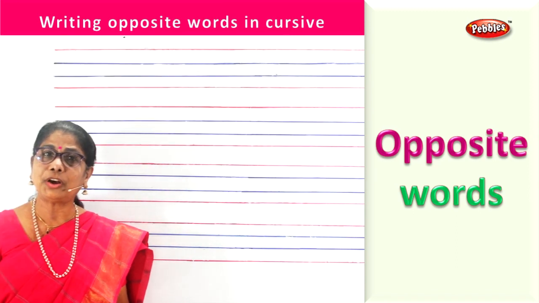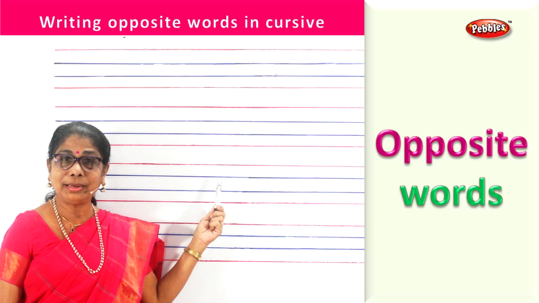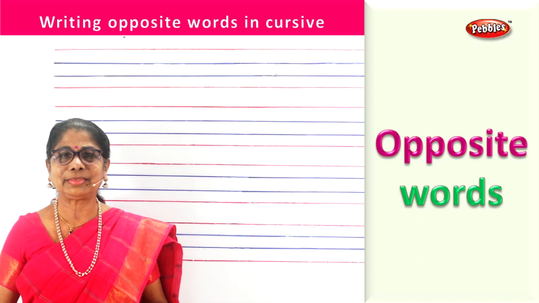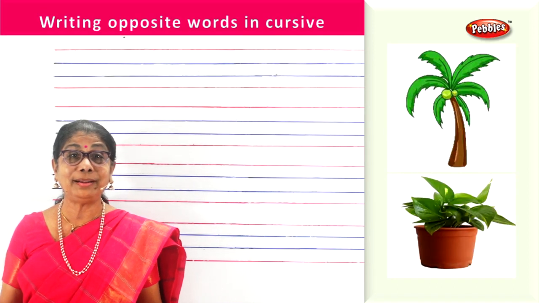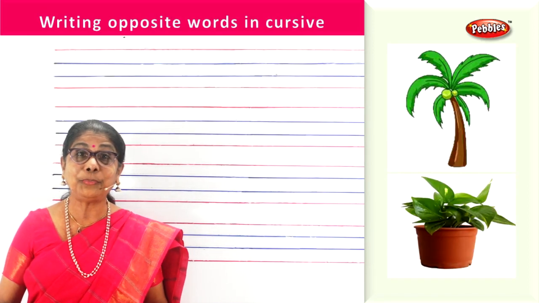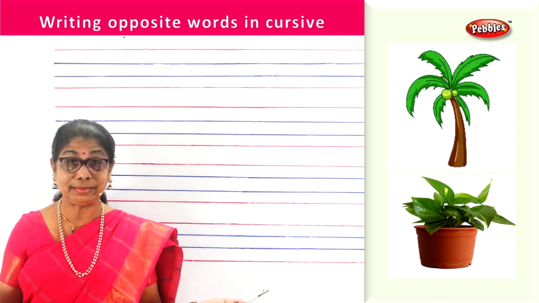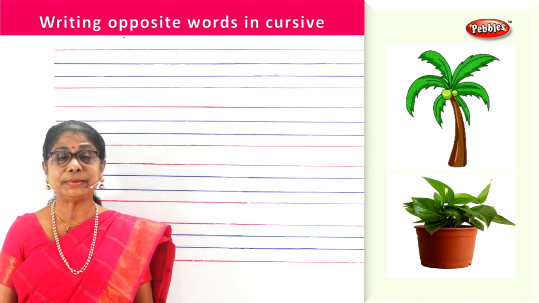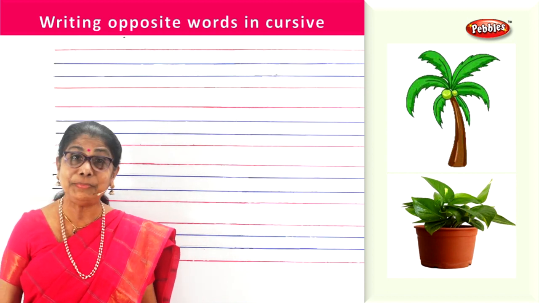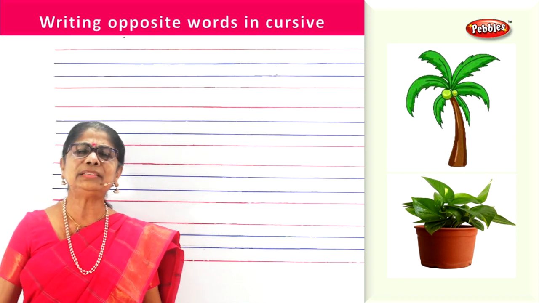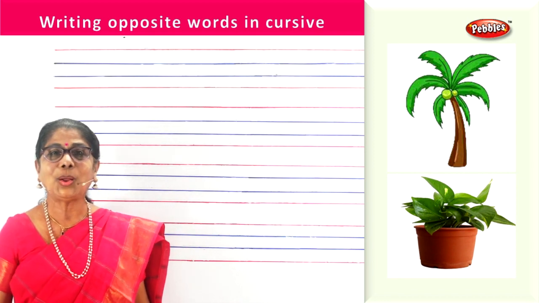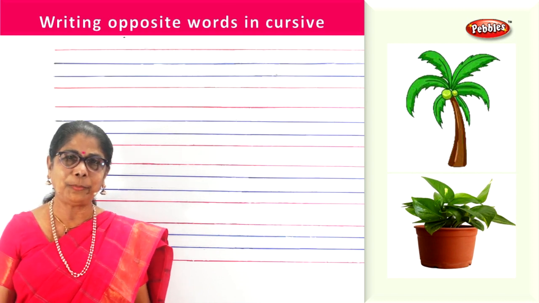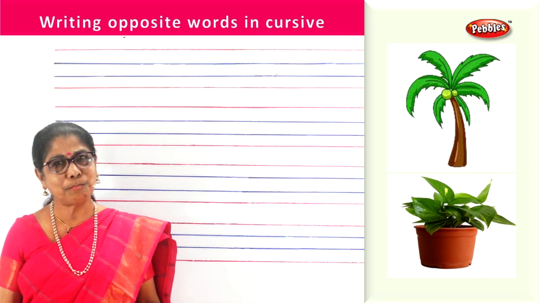Let's take another set of opposites to do our cursive writing. Now, you go into your garden. What do you see? You will find big trees. Yes? You have to look up and see a big tree. Tell me some big trees. Coconut tree, neem tree, mango tree. All trees are big. What about the little plant that you have? Opposite of big is small.